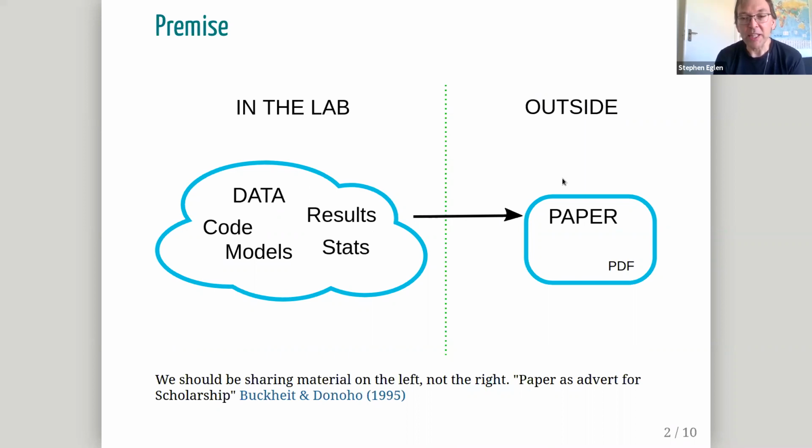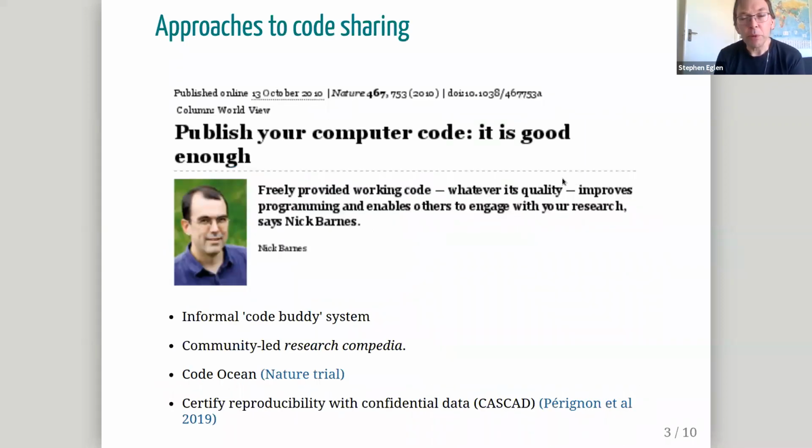This is not a new idea. I think the classic quote here is that the paper is an advert for the scholarship. Buckheit and Donoho were one of the first to say this. So in the case of computational work, what are the approaches today for code sharing? And my ideas all stem really from this Nature article in 2010 by Nick Barnes, which just said, publish your code, it's good enough. So whatever state your code is in, you should be publishing it because other people will benefit from it, right? It doesn't matter how neat it is, doesn't matter if it's documented. It's been written, it's something that you can easily share, you should be sharing it. And we can go into those reasons, maybe why people don't share later.